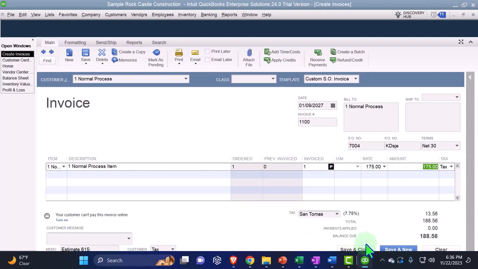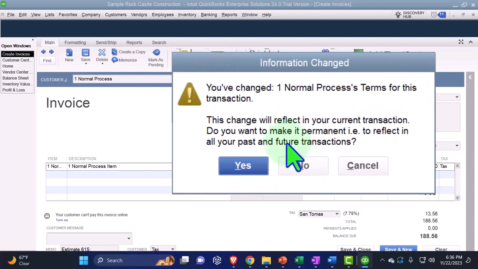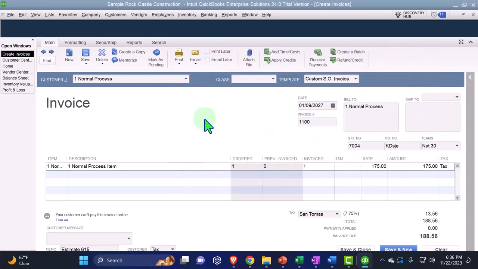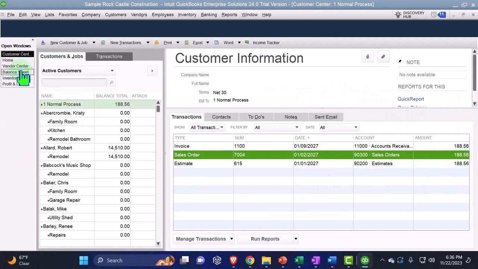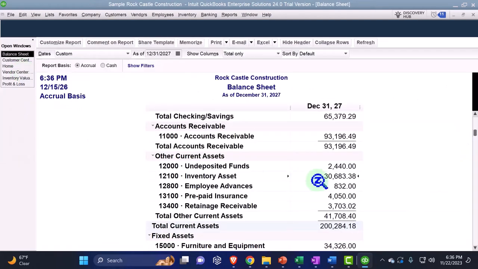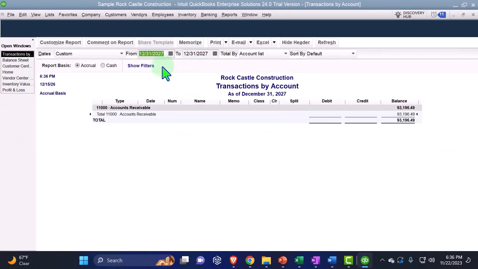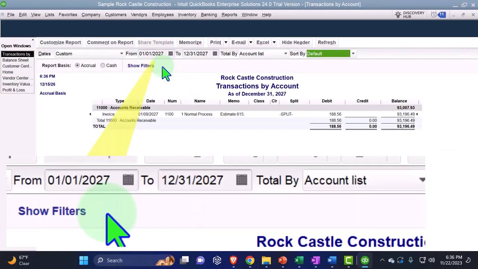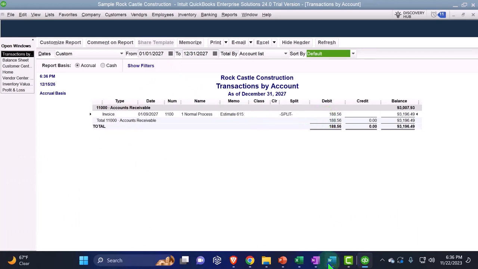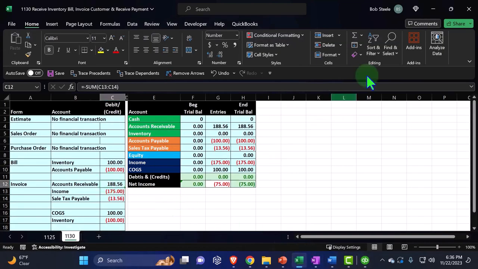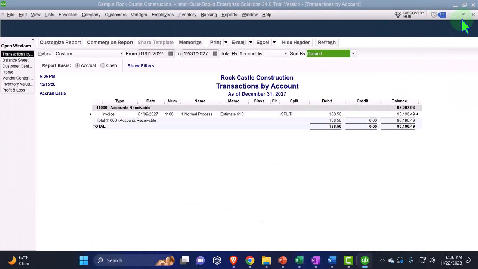Let's see if we can record that over here. So we'll save it and close it. You've changed normal process terms. Yes, that's okay. And then we're going to go, okay, so on the balance sheet, the accounts receivable should have gone up. So double clicking the AR, changing the start date, 010127, there it is, 188. Boom, looks good. Mui B to the N, BN.